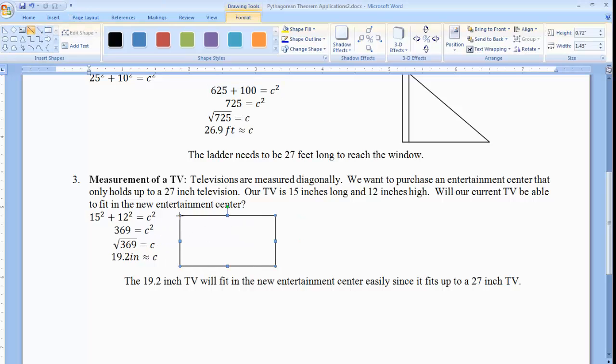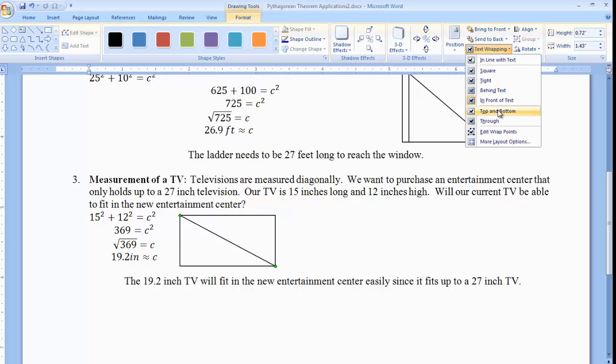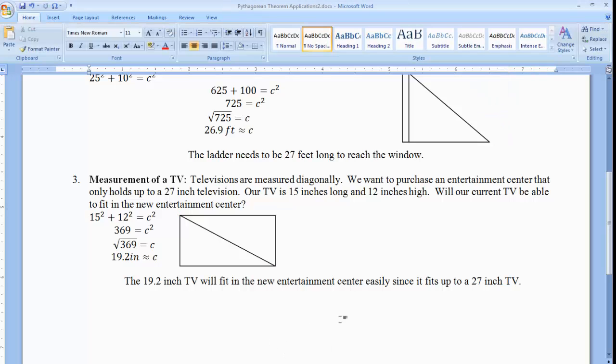And we're going to draw a line to show how we would measure a television. And there we have our worksheet. Have fun creating your own word problems and using this technique in your own worksheets.